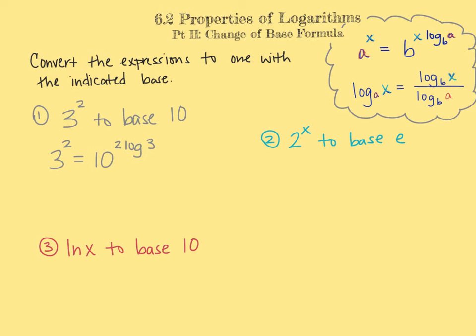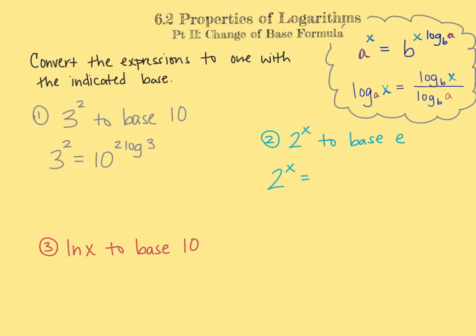In number 2, we want to do basically the same thing, but in this case we want to change 2 to the x to base e. Base e is natural log. So in order to do that, we start with 2 to the x. So we recognize what our values are here. A, our first base, is 2. This x value is actually x. That makes it easy. And then we want log base e, but log base e is natural log.